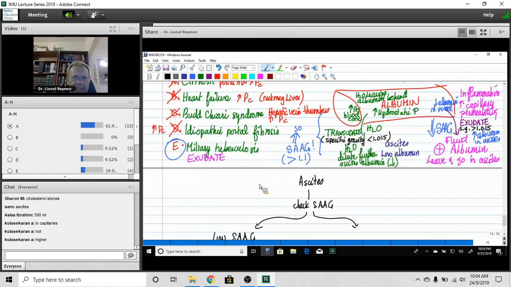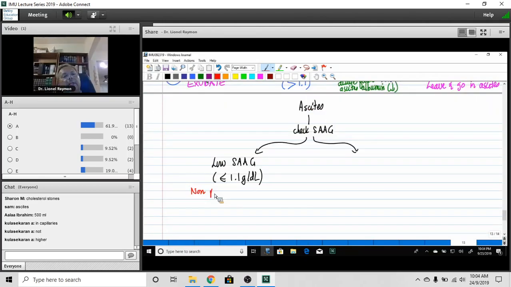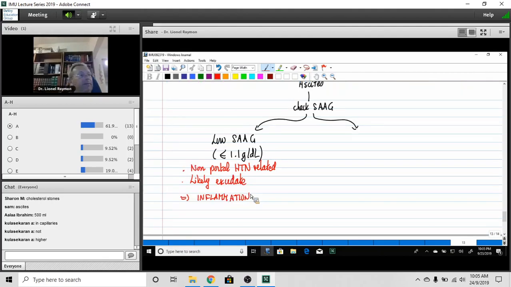And less than 1.1 gram per deciliter, that would be non-portal hypertension related, as in our case. Therefore, you want a situation where it is a likely exudate. And likely exudate, you're going to want things like inflammation to be responsible for the ascites, maybe from an infection, maybe malignancy causing an inflammatory response. So you think of things like tuberculosis because of its biliary spread, infections in general.